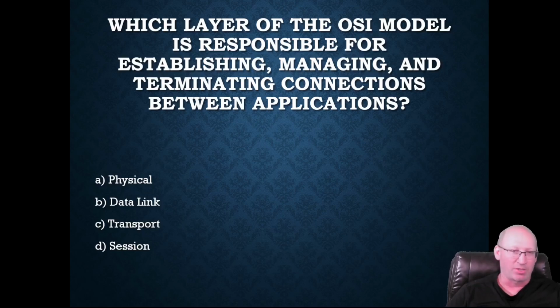All right, let's answer this one. If you're not ready, go ahead and hit that pause button, but let's answer this one. Which layer of the OSI model is responsible for establishing, managing, and terminating connections between applications? It's a lot easier than you think. We know it's not the physical layer, right? We know that it's not raw bits. We know that it's not a physical characteristic of the data. It's not raw data. Therefore, it cannot be the physical layer. I feel like that was an easy one to mark off. However, that leaves data link, transport, and session.